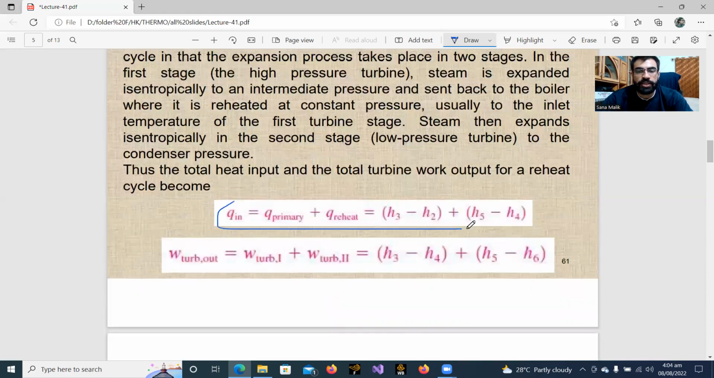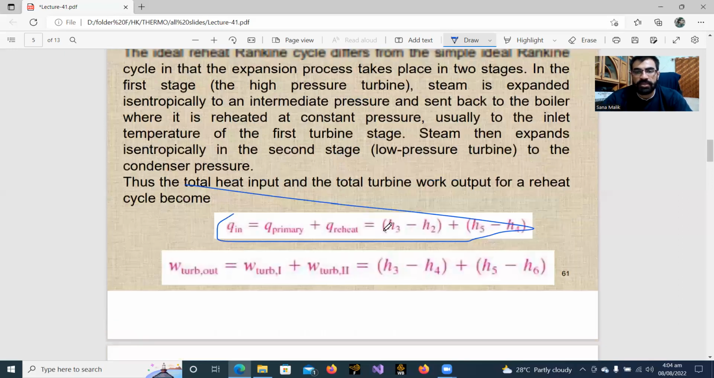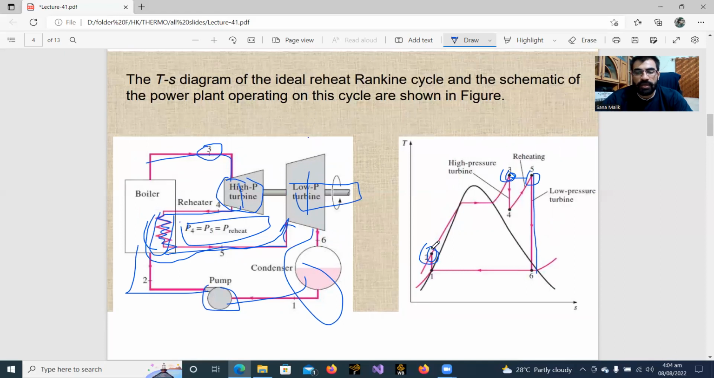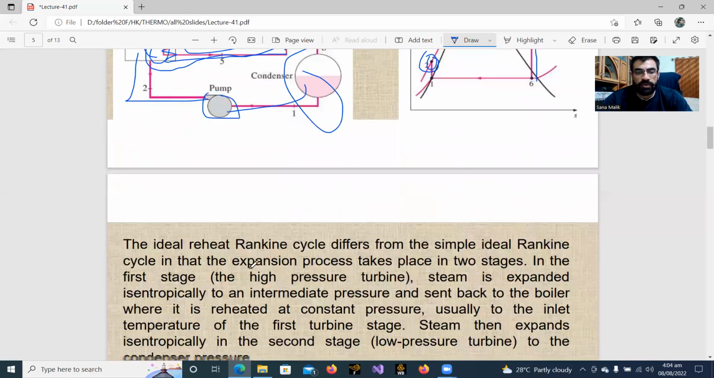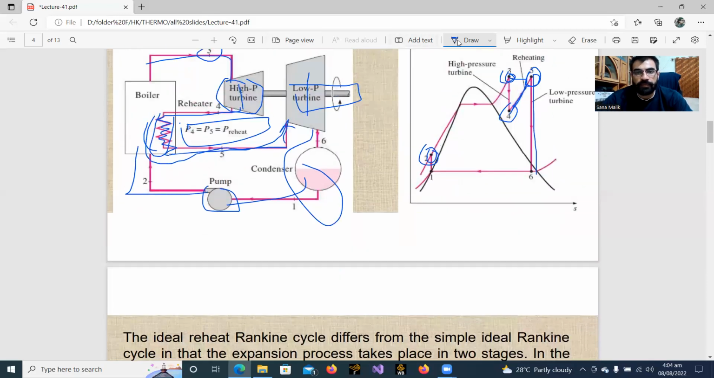So if you want to find the Q in this time, how will you find it? There are two processes in Q in. First, from the high pressure side, H3 minus H2. Another Q in is when we reheat it, and this will be H5 minus H4. We are talking about Q in. So if you want to find the work of the turbine, there are two turbines this time. We will add them basically.